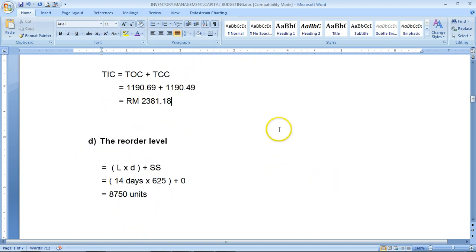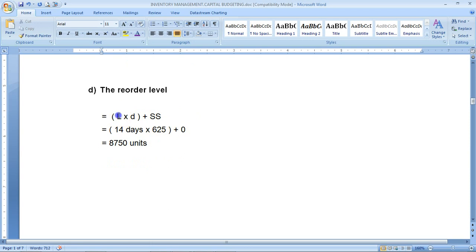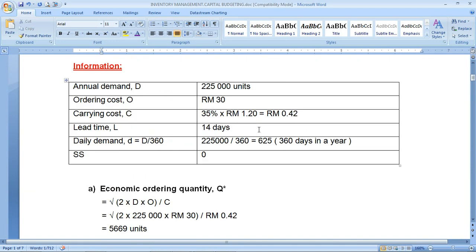Okay, so last question. Reorder level, or we can consider this the reorder point as well. L is your lead time. Remember I explained, the information: L times your d, daily demand, plus SS. All this you can get from the information. As I said, d must be in daily demand. L must be in days, not weeks. So you have to extract the information.